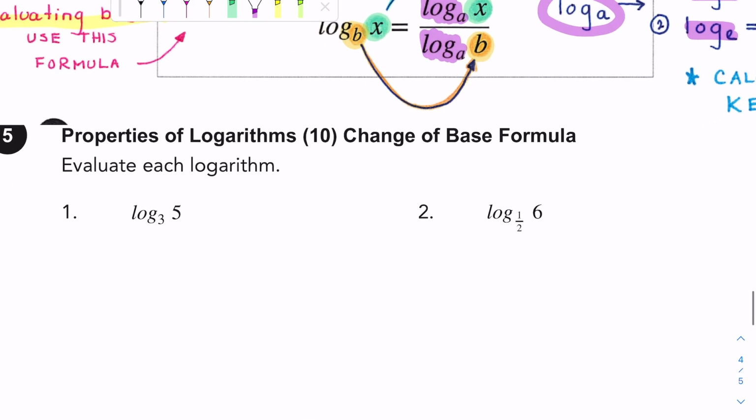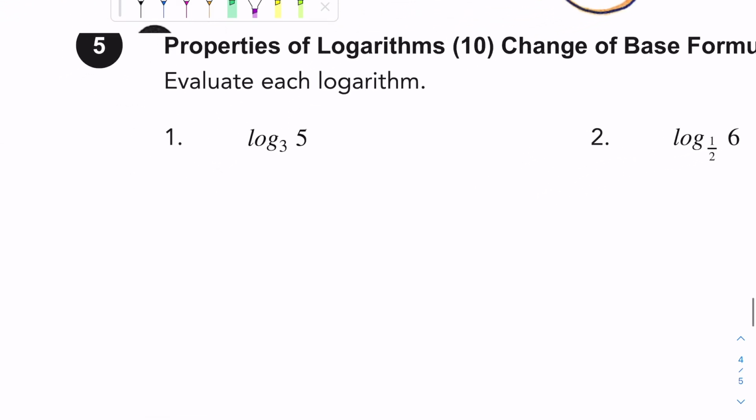For the first example, we're actually going to do both of them. We have log base 3 of 5. I'm going to use log base 10 first, and then I'll do log base e, or ln, second. The argument is going to become the numerator. I'm going to write this as log base 10 of 5. And the base is going to become the denominator. I'll write that as log base 10 of 3.